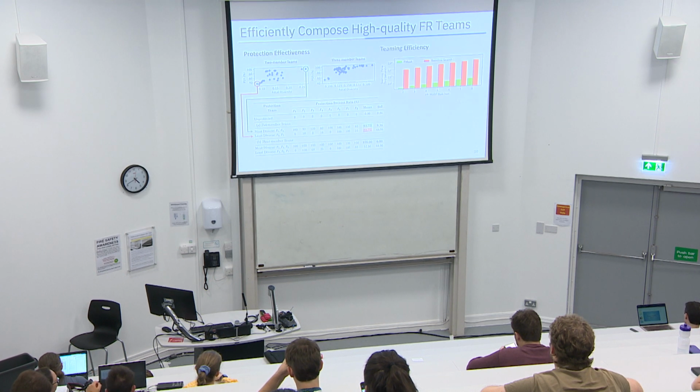Apart from the effectiveness, the teaming is also efficient because we don't need any test samples to generate some privacy mask and see which combinations of FR models produce the most effective mask.